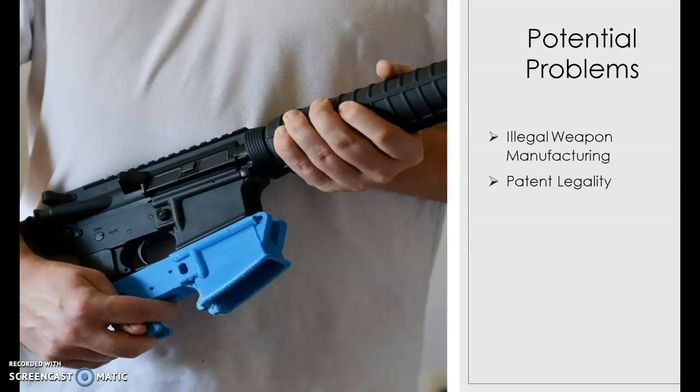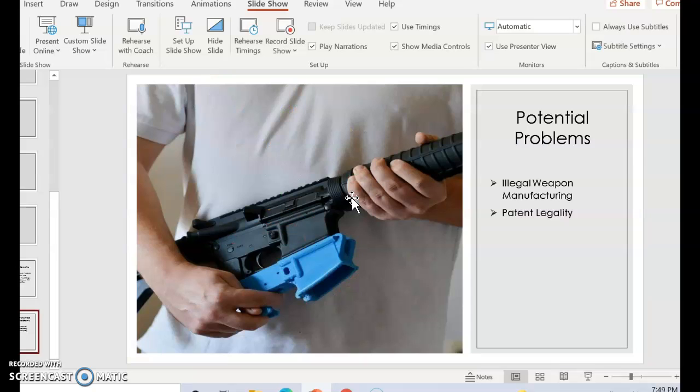I put up patent legality. Basically what that means is if I go and use a 3D printer and make something that somebody else has already made and designed, that person that made the initial design, it's their product. They should be getting a cut. They should be making some money off that. And if I'm making the exact product on my own, they're losing out on their own money. So that can be some major legal issues there.